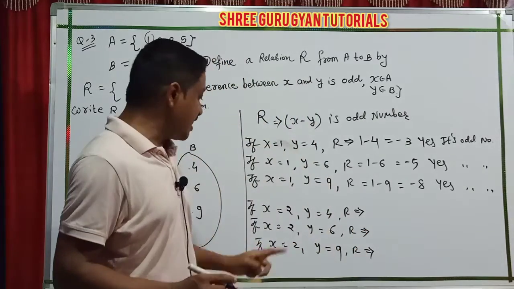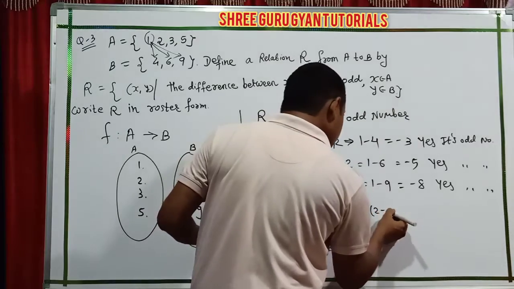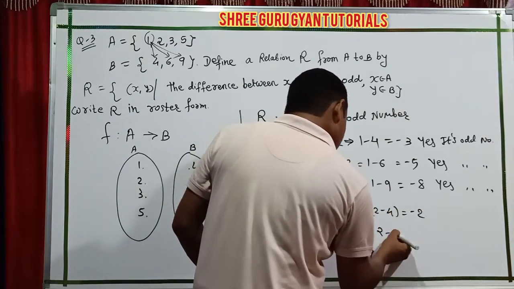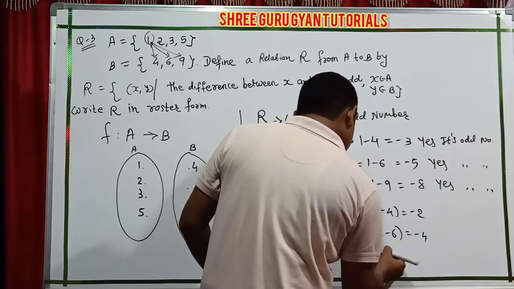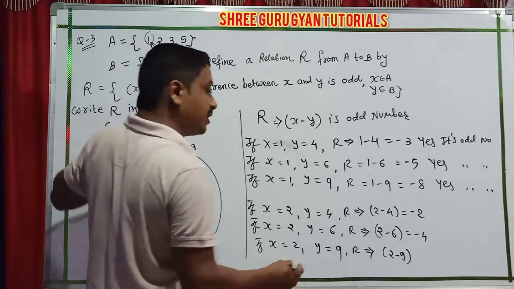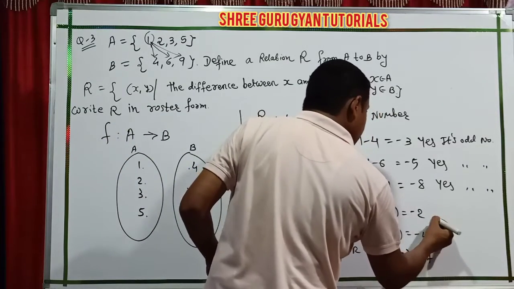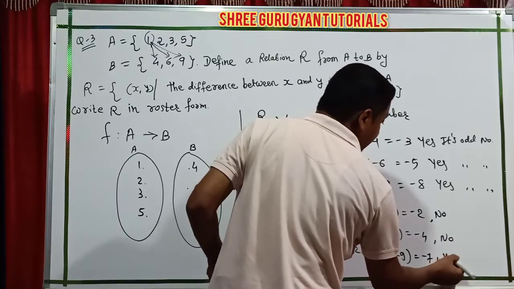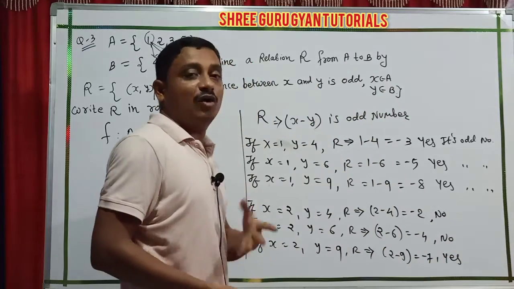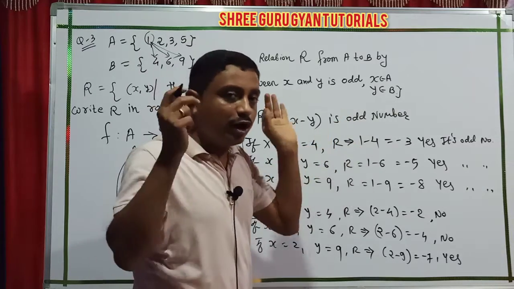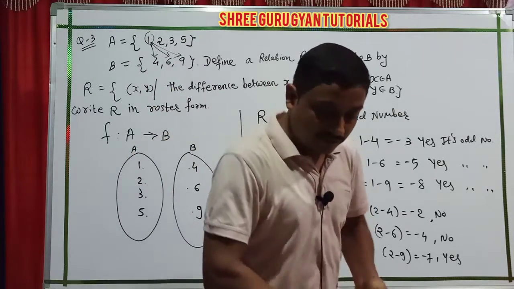Yes, relation R is 2 minus 4. Answer is minus 2. Here 2 minus 6, minus 4, and 2 minus 9, it is minus 7. So students, here no, here also no, but here yes. It is an odd number. I find out the odd numbers, and for the odd-number relations, I show my answers.